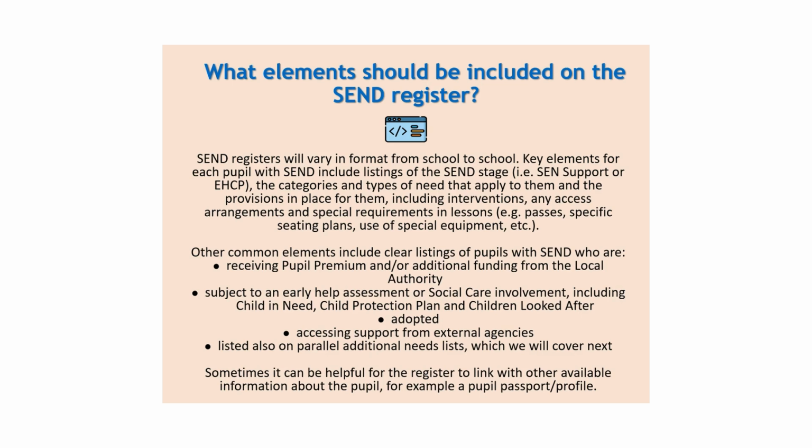Other common elements include clear listings of pupils with SEND who are receiving pupil premium and/or additional funding from the local authority, subject to an early help assessment or social care involvement, including Child in Need, Child Protection Plan, and Children Looked After. Adopted children. Children accessing support from external agencies. And pupils listed on the parallel additional needs list, which we will cover next. Sometimes it can be helpful for the register to link with other available information about the pupil, for example, a pupil passport or profile.